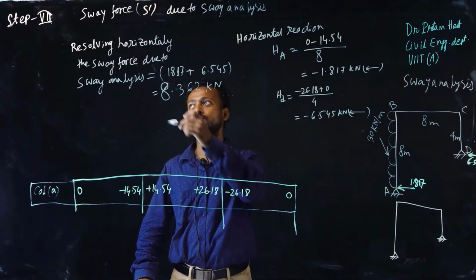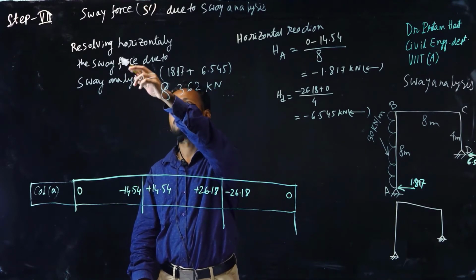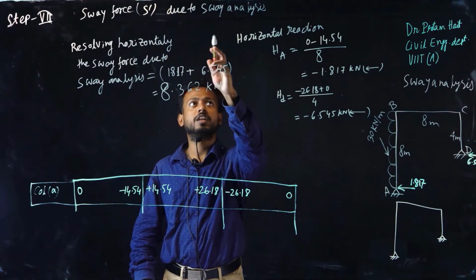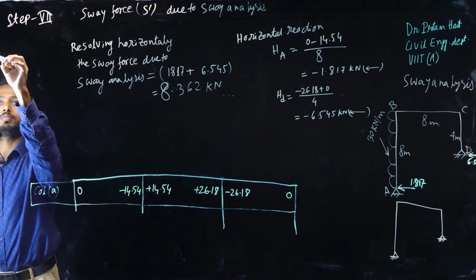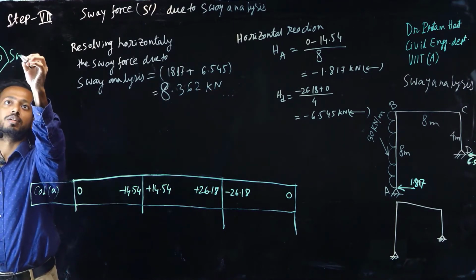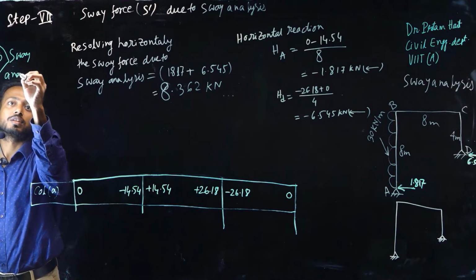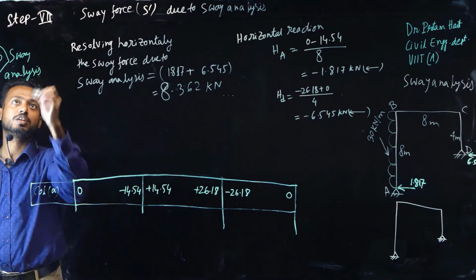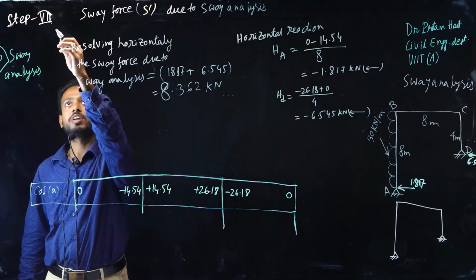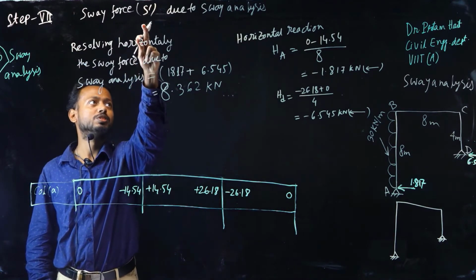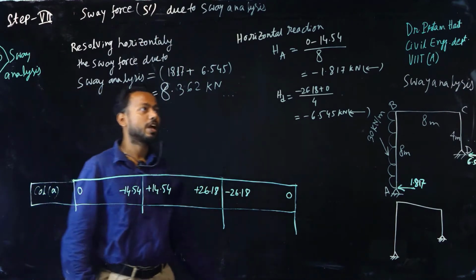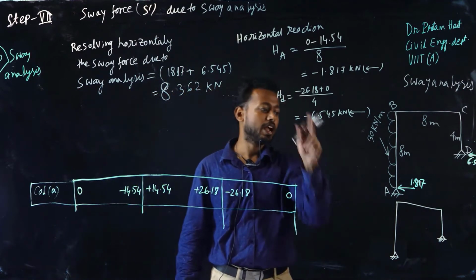So let's start step 7, SOE force due to SOE analysis. In this I am doing SOE analysis. This is part B, the SOE analysis. In part B we have reached step 7. Here we will find out the SOE force due to SOE analysis. First we calculate the horizontal reaction at A.